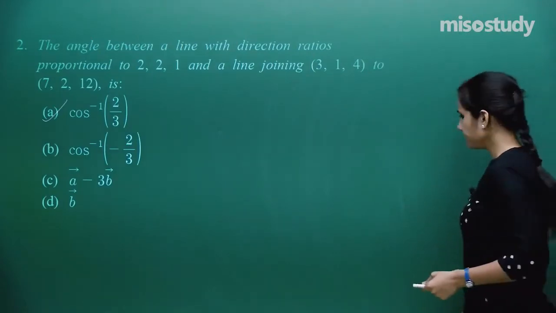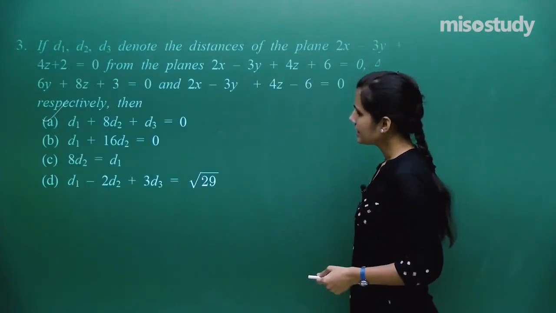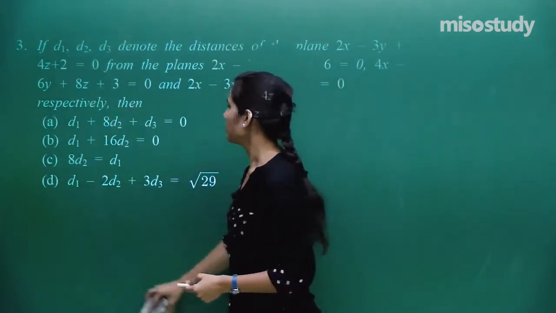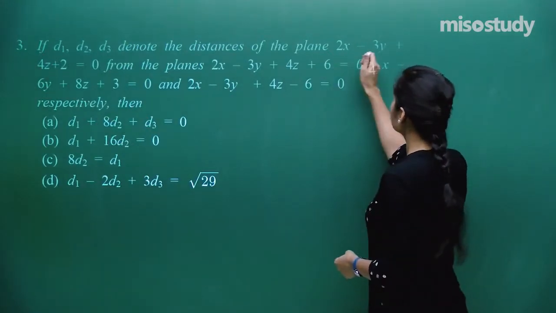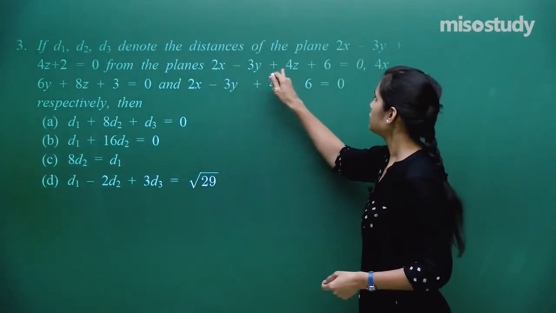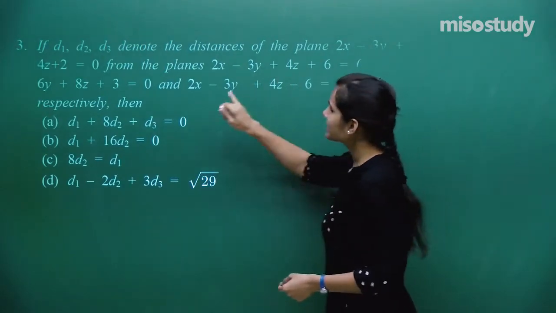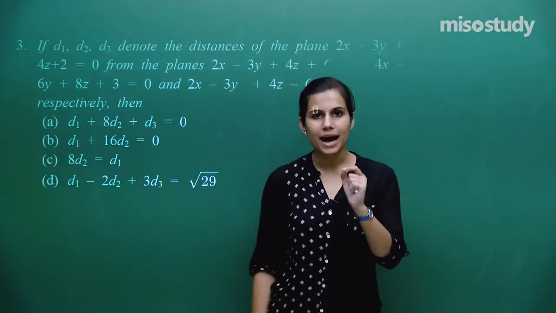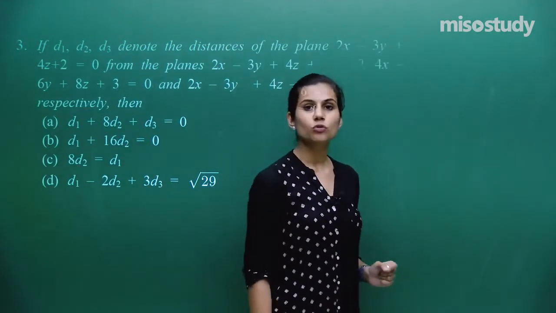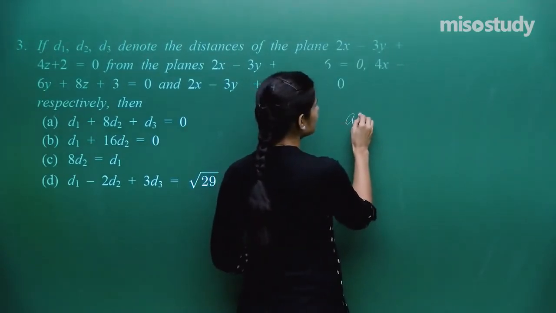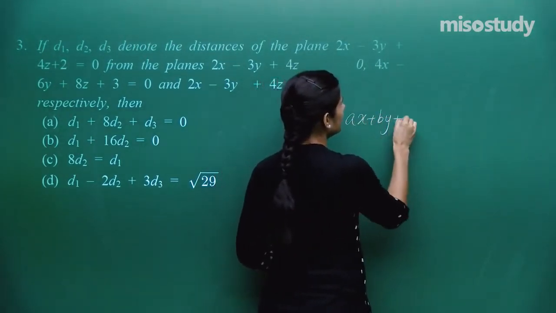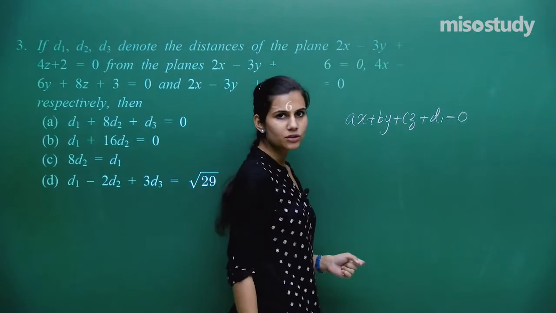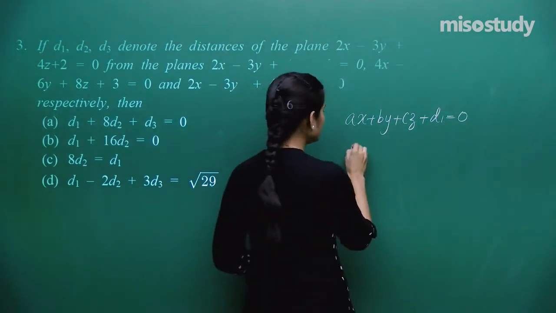Moving to the next question. It says that if D1, D2, D3 denote the distances of this plane from 3 distinct planes. Now understand, 2x minus 3y plus 4z, 2x minus 3y plus 4z, again 4x minus 6y plus 8z, 2x minus 3y plus 4z. All these planes are parallel to each other. Suppose this is the plane ax plus by plus cz plus d1 equals 0, and the next plane is parallel to this plane, so the direction ratios of both of them will be proportional.